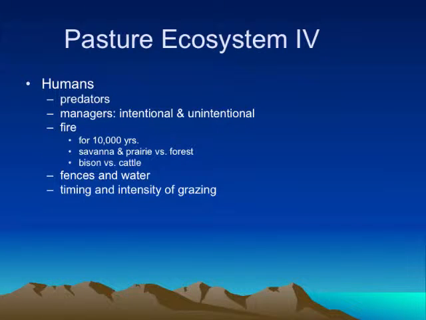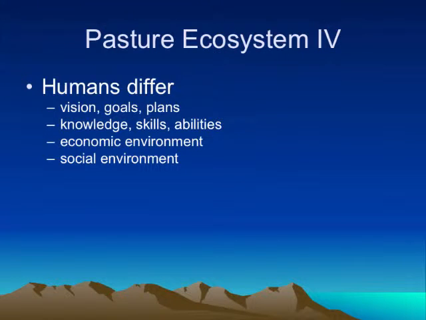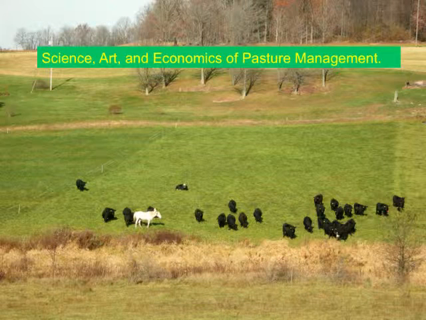Excuse me there. Okay, humans, we're the predators. The big difference in us as humans is we differ in our vision, our goals, and our plans. That's what makes each of our farms so distinctly different. Depending on where we are in learning, we may have different knowledge, skills, and abilities, your economic environment, and your social environment. Those are going to have big impacts on you.